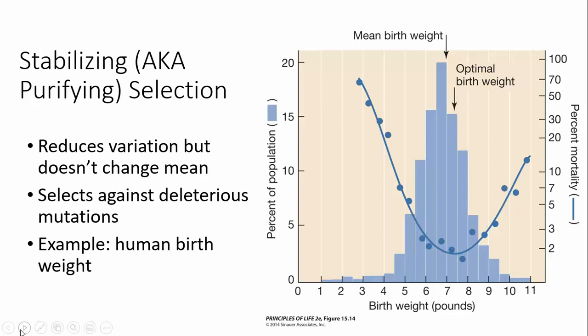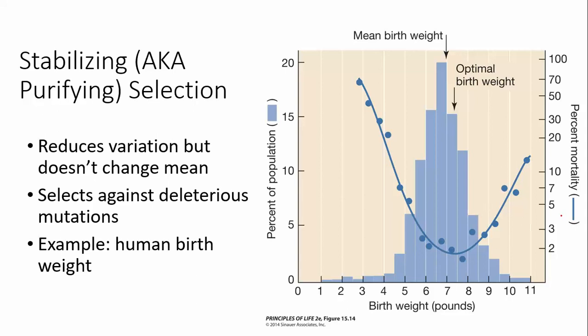So you're not really going to change the average trait or the mean, but you are going to stick closer to the actual population mean. This is something that you see in human birth weight, for example. This is a histogram showing you the birth weight of different individuals, so the percent of the population that has various birth weights. Around 20% of the population is just a hair under 7 pounds.